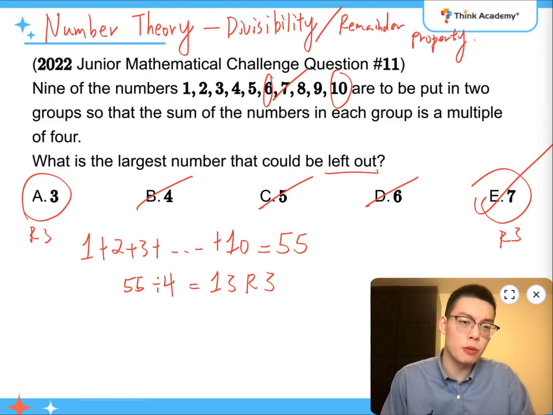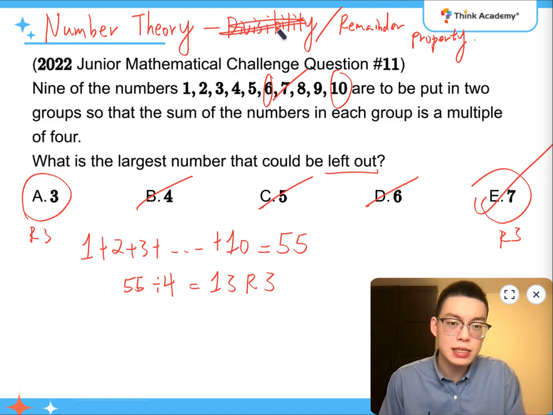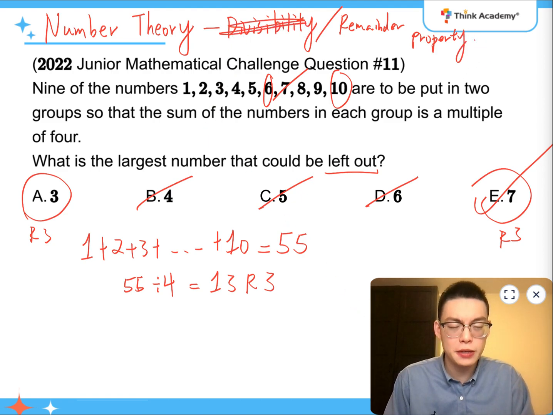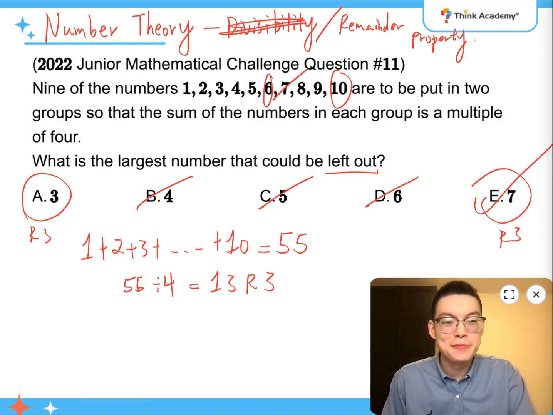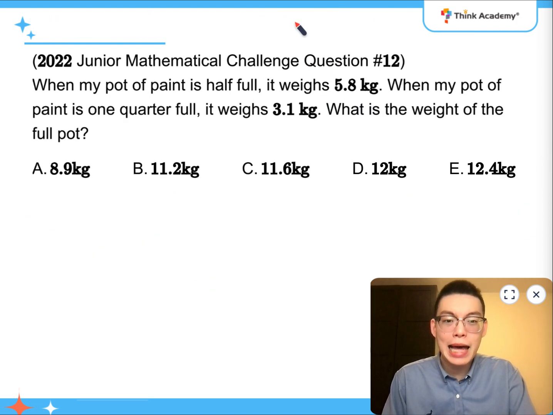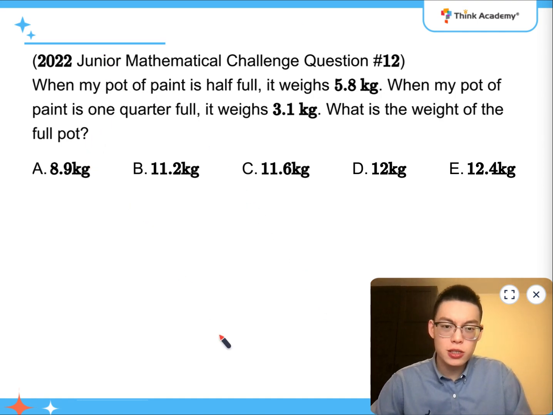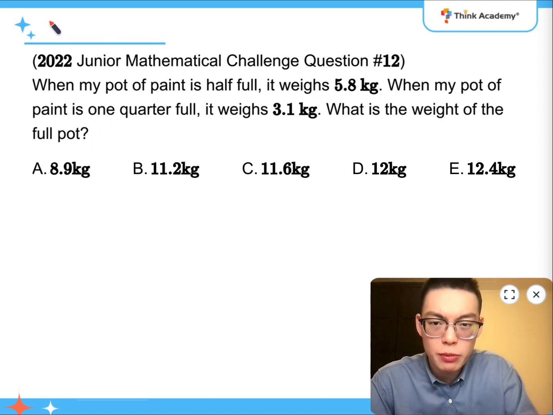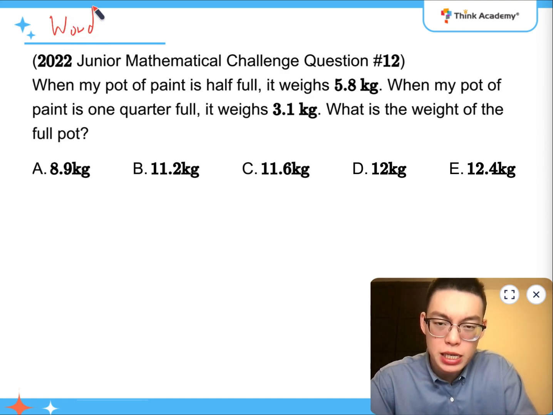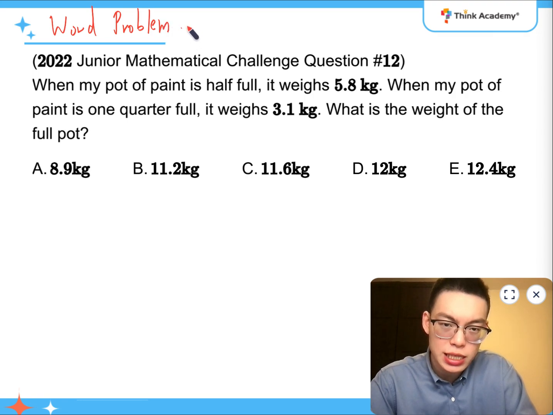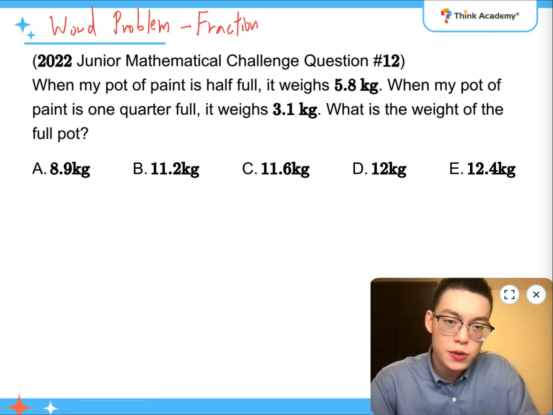Yeah, maybe it's more about remainder property. Let's say it's about remainder property, okay? And question 12. Question 12. So you can either say that it's a word problem on fractions, because what it is actually playing around is the concept of fractions. Or you can also say that it's a simultaneous equation.